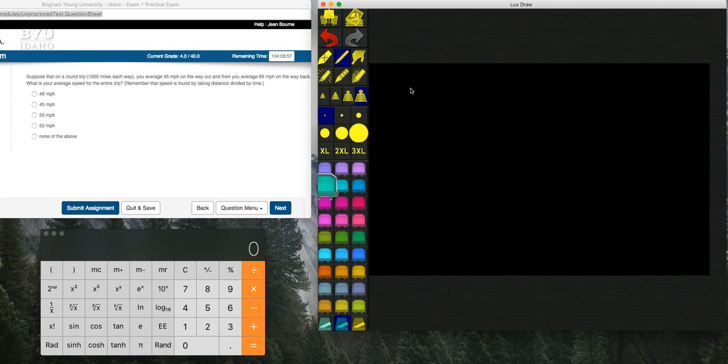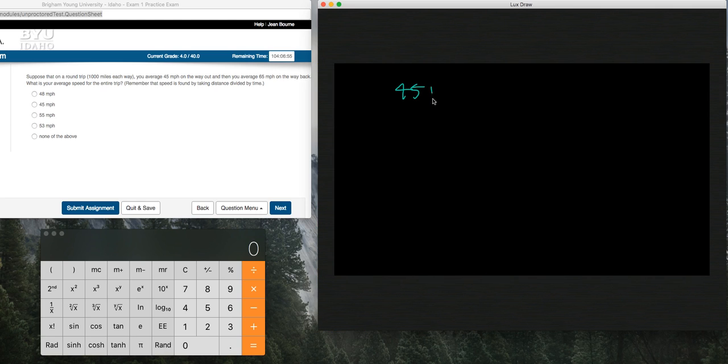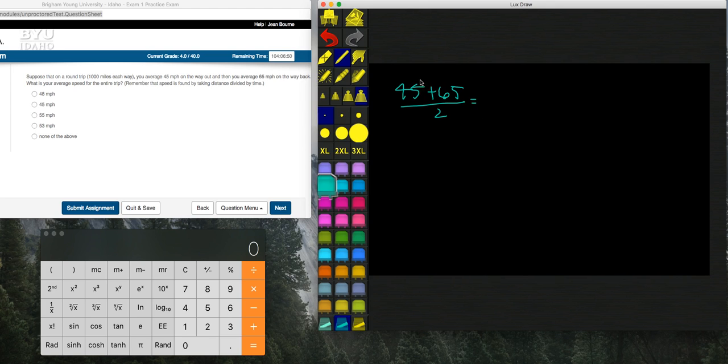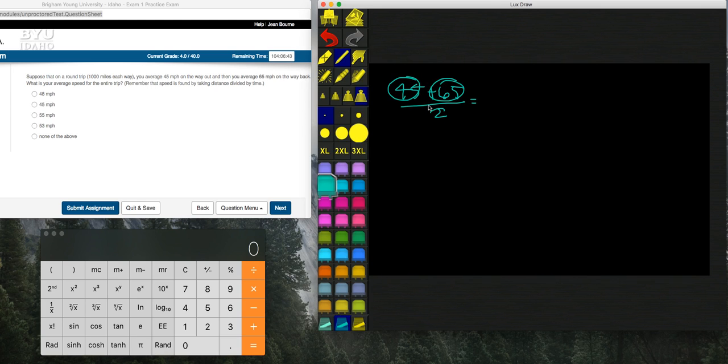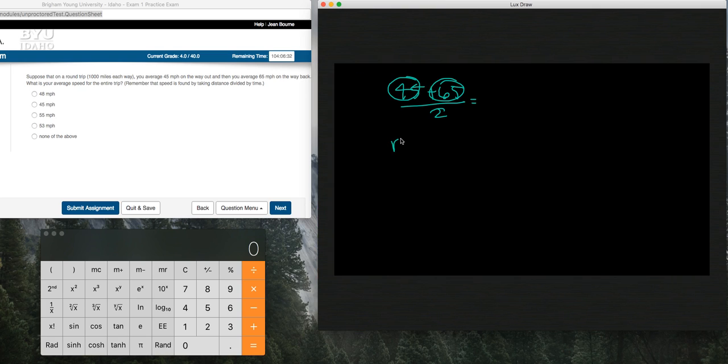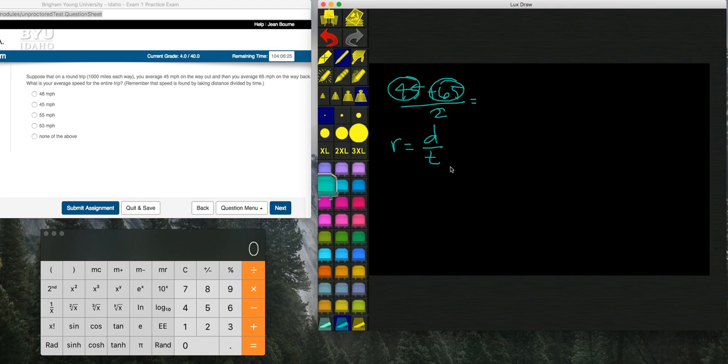The trick with this one is that you can't just say 45 plus 65 divided by 2 and have that be your average, because these are average speeds, and so you'd be taking the average of the average speed, not finding the average speed. So remember that speed is found by taking distance divided by time. So speed, or rate, equals distance divided by time. We need to find the time.